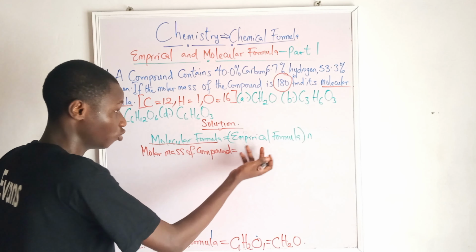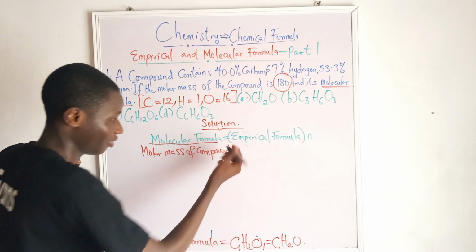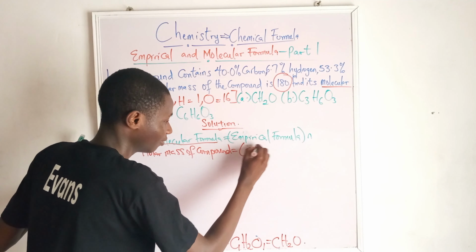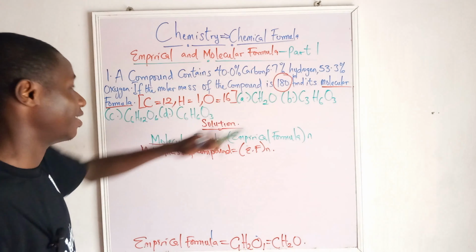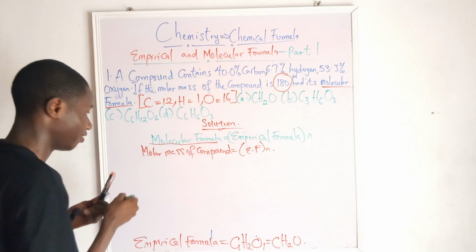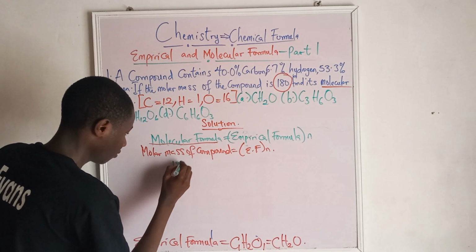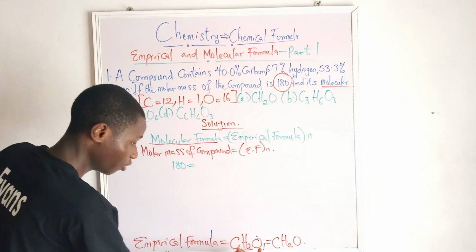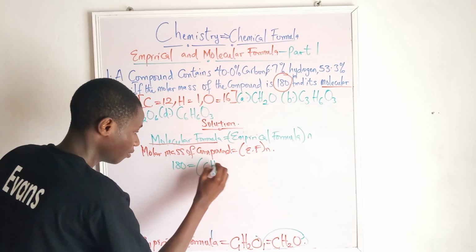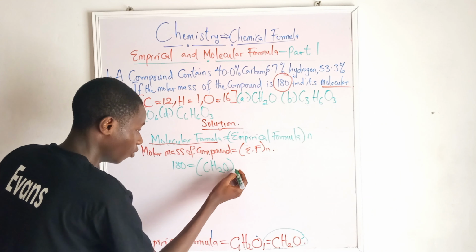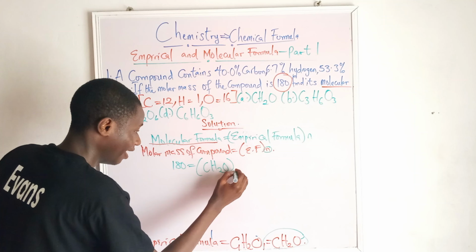You can now say it is equals to empirical formula times n. You can still say that. Do you understand? So now what's the molar mass of the compound? It is 180. Now what's the empirical formula we get? We got this one, right? Now multiply by n.